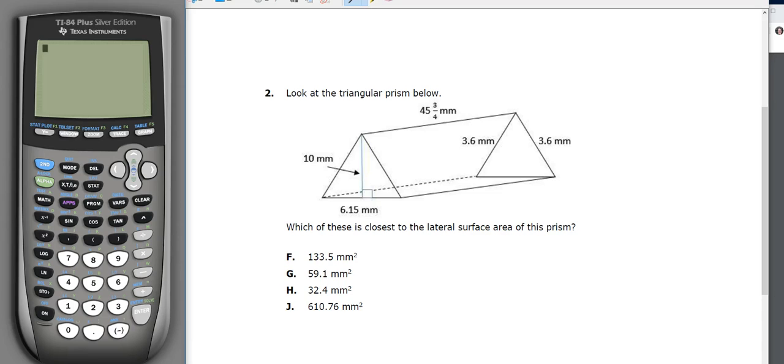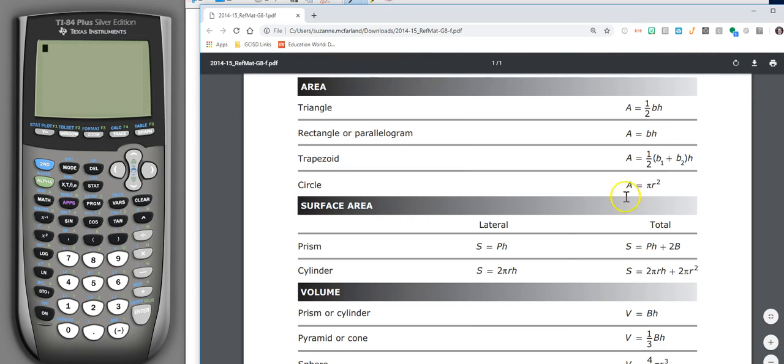This will be number 2 from Teks check number 4. So we're looking at the triangular prism given here and asking which is close to the lateral surface area of the prism. So going over to our formula sheet here, our lateral surface area of a prism is the perimeter of the base times the height.